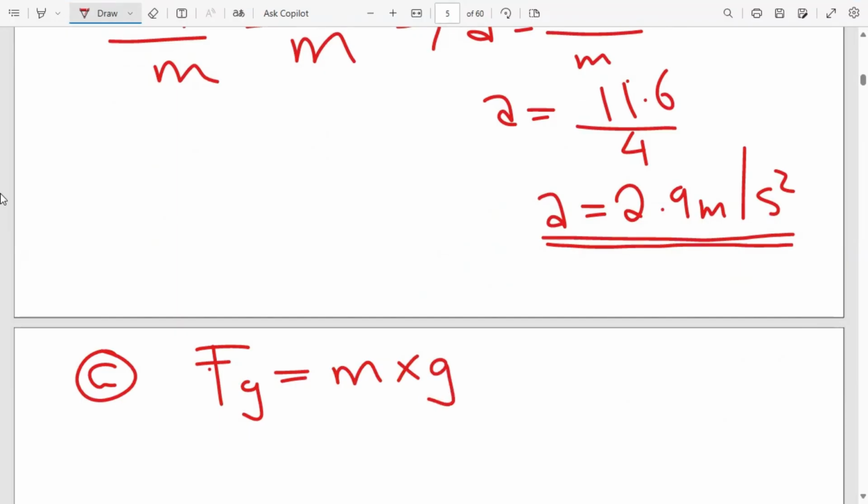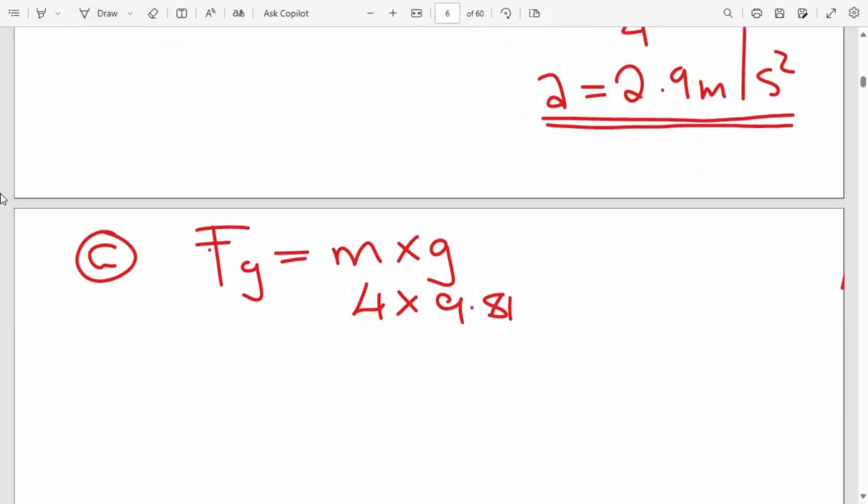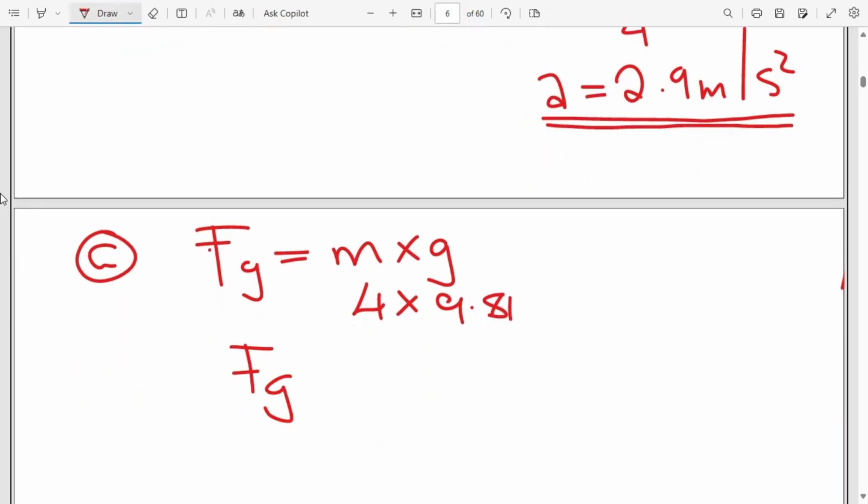When they say the gravitational force, they are just asking for the force on the object due to the acceleration due to gravity. So they are basically asking about the weight of that object. That will be 4 multiplied by 9.81 meters per second squared. So the gravitational force will be equal to 39.2 newtons. And that's that, ladies and gentlemen. We are done with question 2.